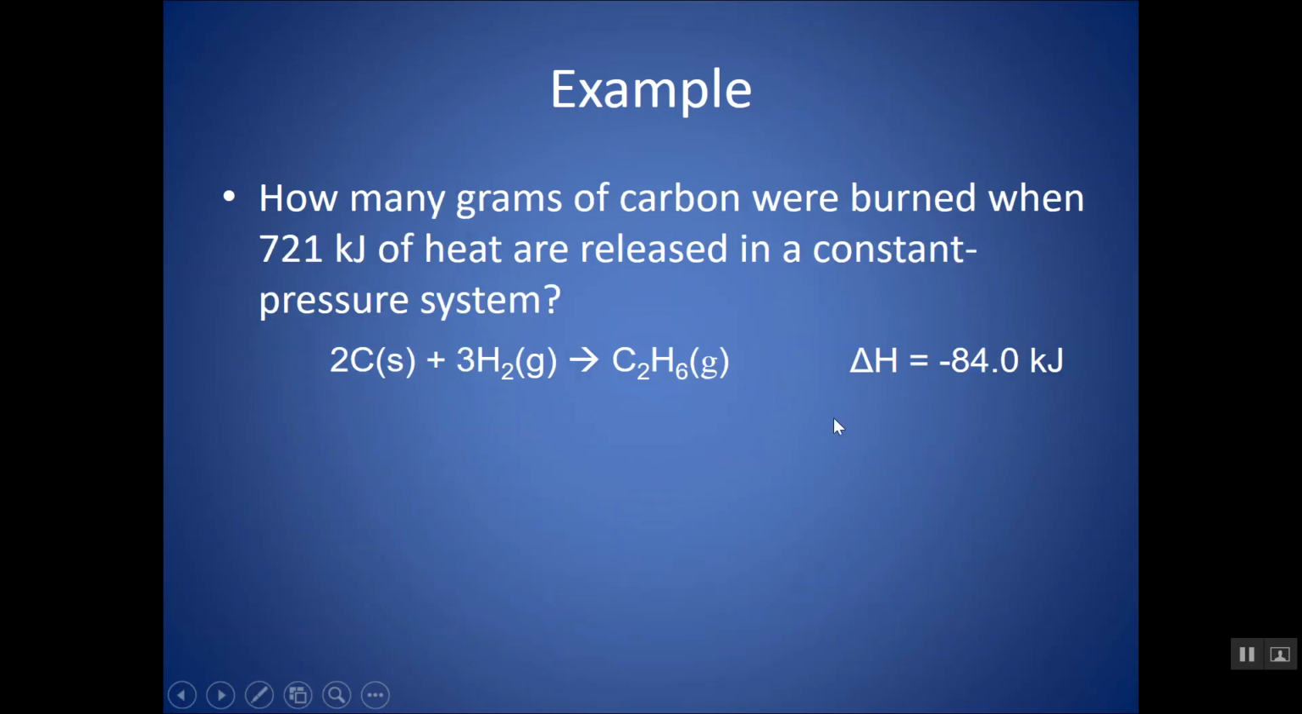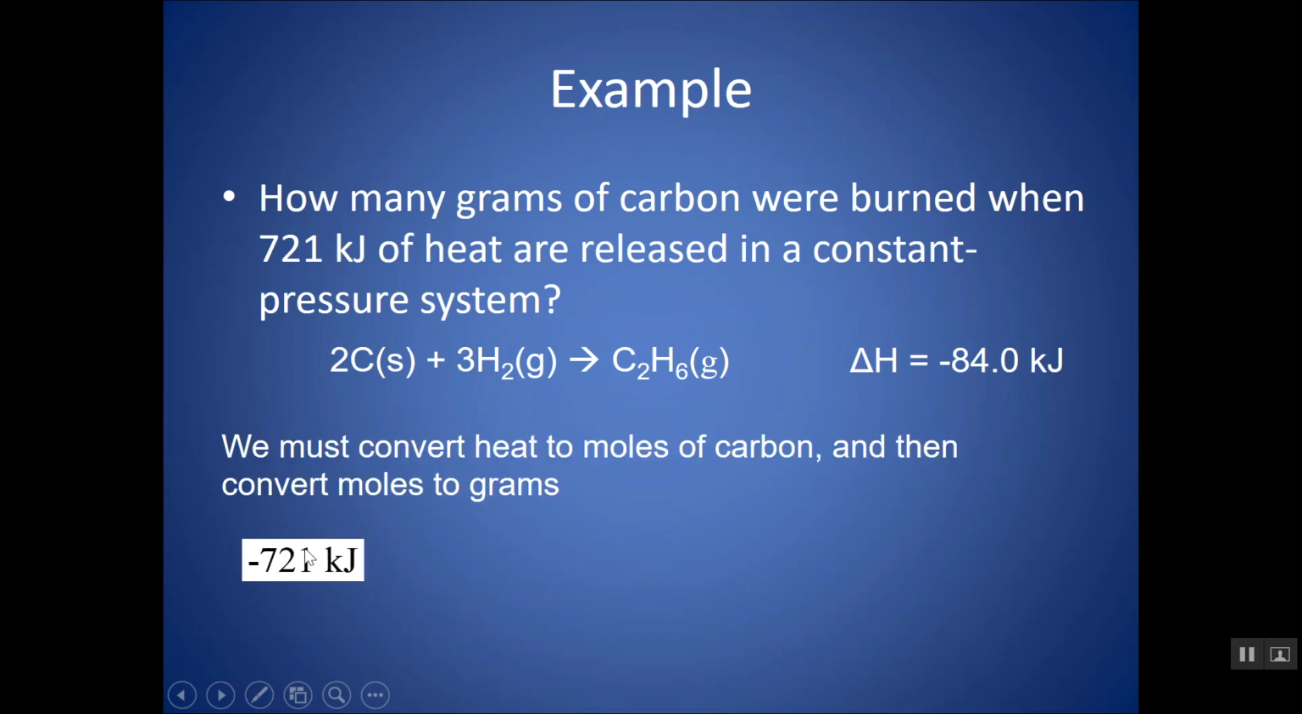Okay, find this example in your notes, take a moment and give it a shot. Notice this one's going in a different direction. I'm starting with 721 kilojoules and I want to turn it into grams of carbon. So that's where my delta H is going to come into play. Delta H is in kilojoules, and I can relate it to any of these substances in moles using the coefficients. It's just another stoichiometric quantity.